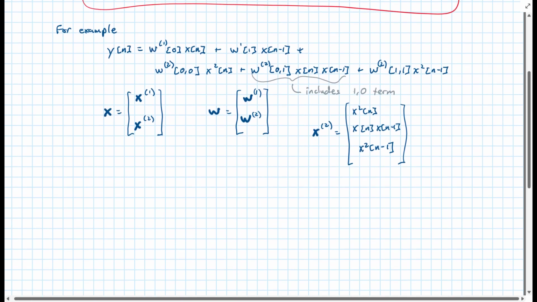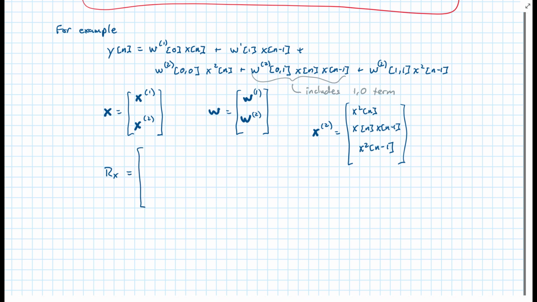Well, now if we find our autocorrelation matrix, we are going to get several of them, like this, where R2, R3, and R4 represent the second order, third order, and fourth order statistics of x of n.